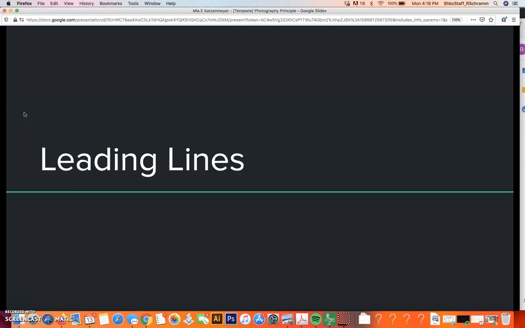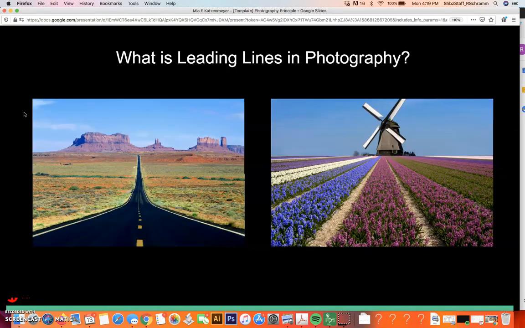Hey everybody, I wanted to take you through the two composition types you'll be looking for this week. The first one is called leading lines, and you can probably tell from these pictures the idea is that there's something in the photo that leads you through the picture to either look at the picture itself or to look at the subject of the picture.